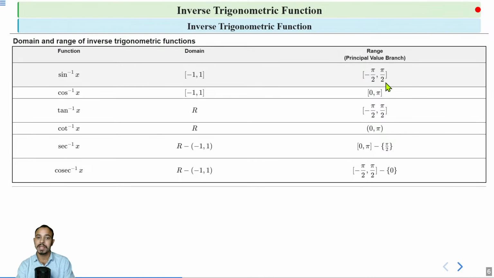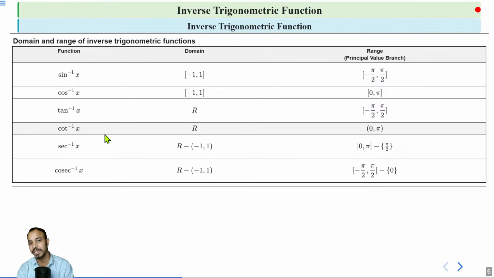The range of sin inverse x is the closed interval minus pi by 2 comma pi by 2. Then for cos inverse x, the domain is the closed interval minus 1 comma 1 and the range is the closed interval 0 to pi. Then for tan inverse x, the domain is the set of real numbers, and the range is the open interval minus pi by 2 to pi by 2.